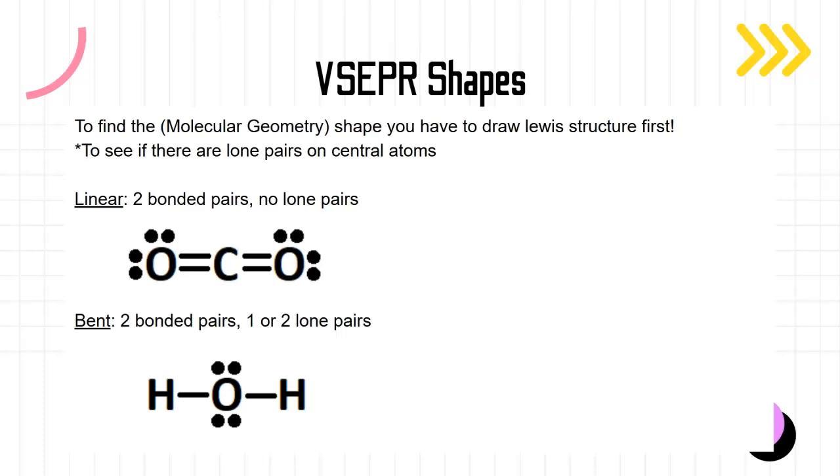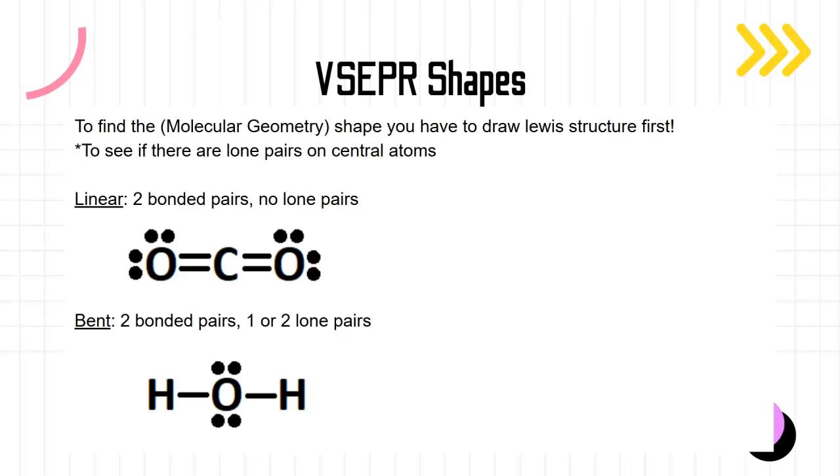The first of our VSEPR shapes is linear, and linear is when you have 2 bonded pairs and no lone pairs. So if we look at carbon in the center, it has 1 bond to the oxygen on the left and a second bond to the oxygen on the right, and no dots, so no lone pairs in the center.